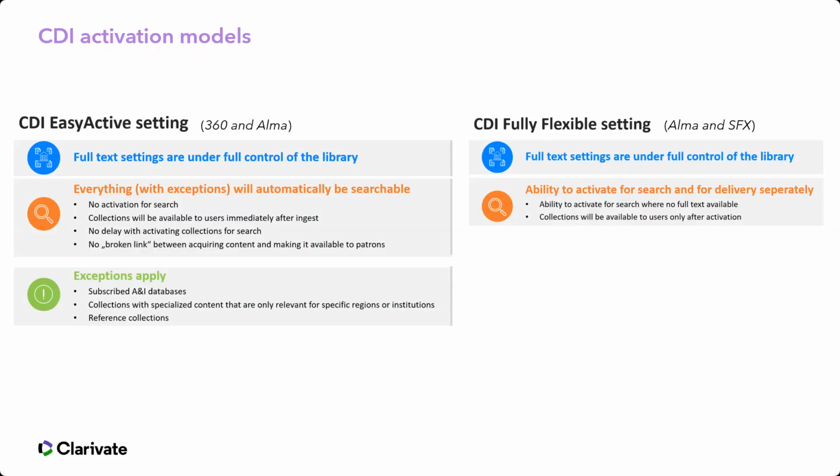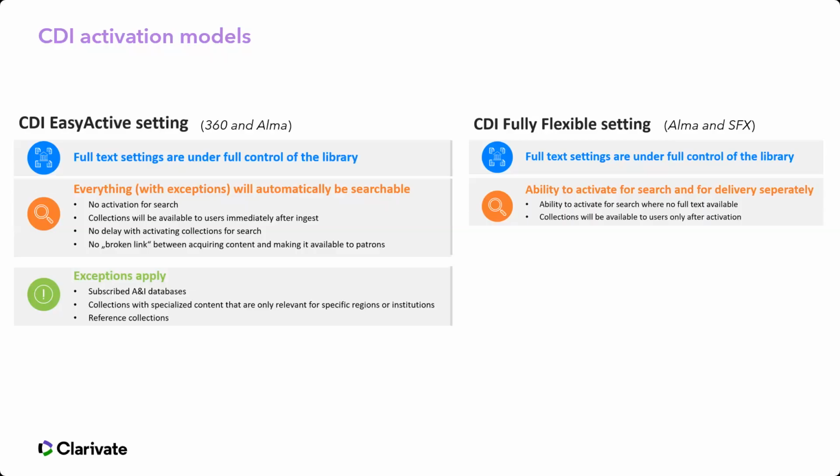You activate in Alma 360 or SFX, and that way you control what is available and shows up in your filtered search. What is different is the configuration of what is searchable and shows up in the expand search. So this is different between Easy Active and Fully Flexible. In Easy Active, all the content is automatically searchable. You do not need to do any search activation. There are a few exceptions, and they are listed here in this slide.